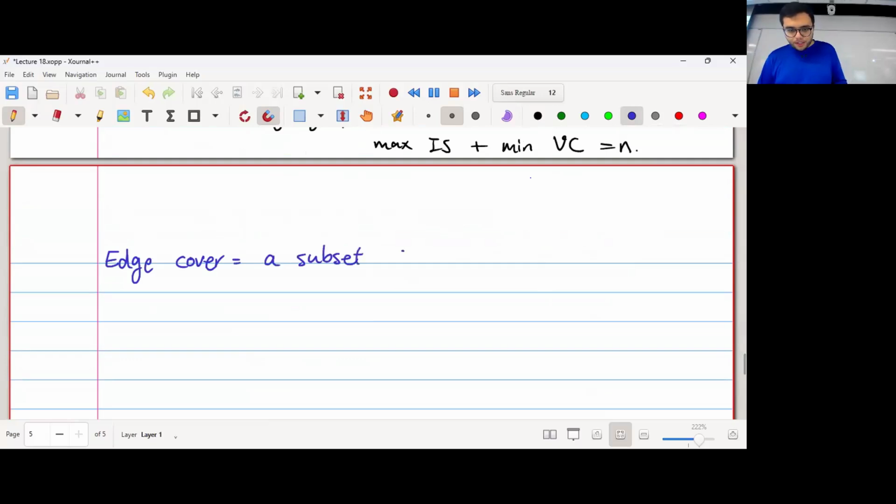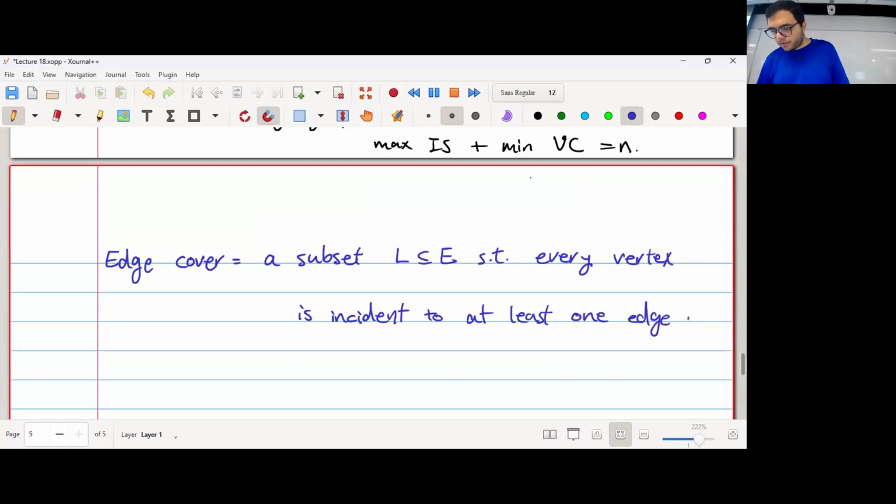I don't know what to call it. Let's call it L, a subset of edges, such that every vertex is incident to at least one edge. Okay, so this is kind of the opposite idea than the one that we had for vertex cover. So I want to pick some edges that cover all of the vertices.